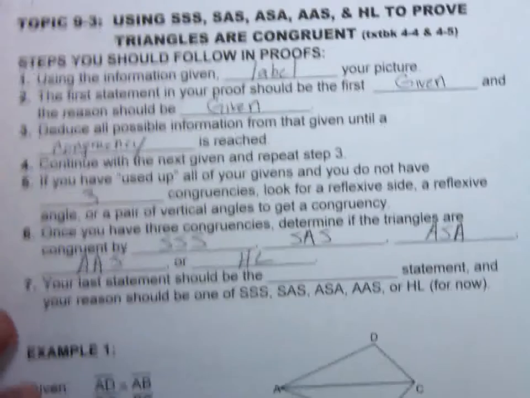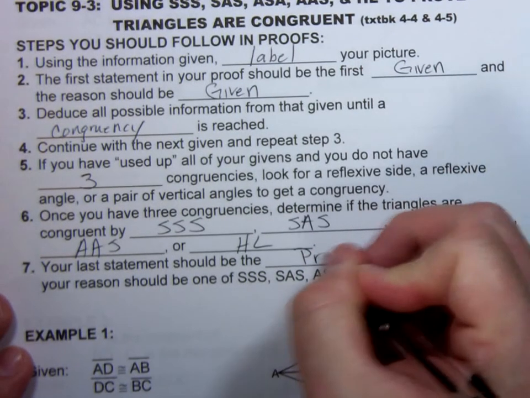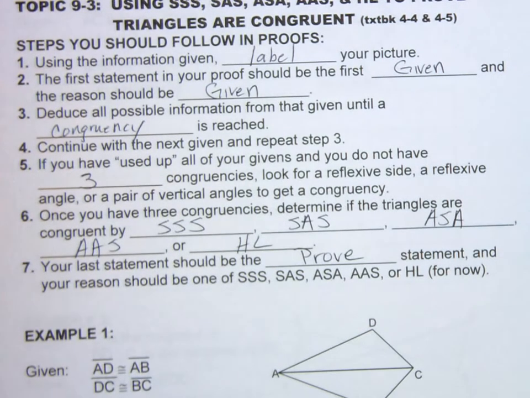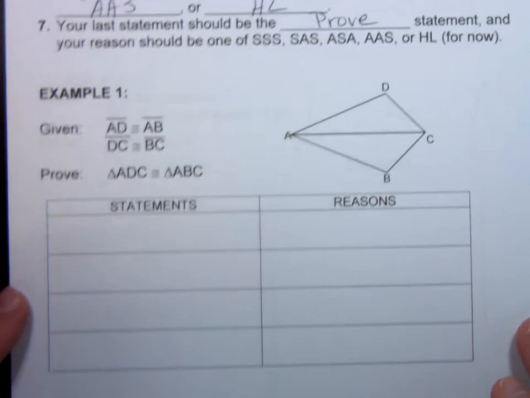And your last statement should be whatever you were supposed to prove, and the reason is going to be one of those postulates or theorems we use to prove triangles congruent. Now later on we'll get into other proofs and you won't necessarily be able to follow this procedure exactly, but this is the procedure we go through for proving that triangles are congruent. So let's look at the first one and see how we do.